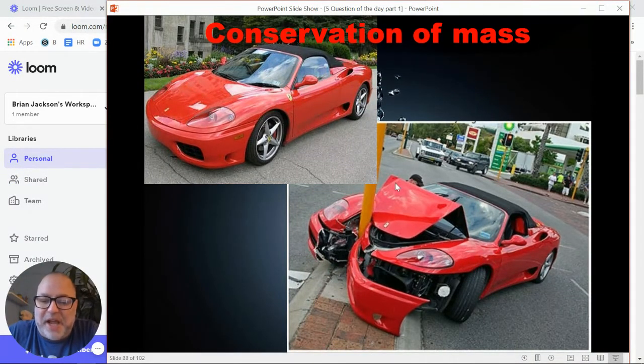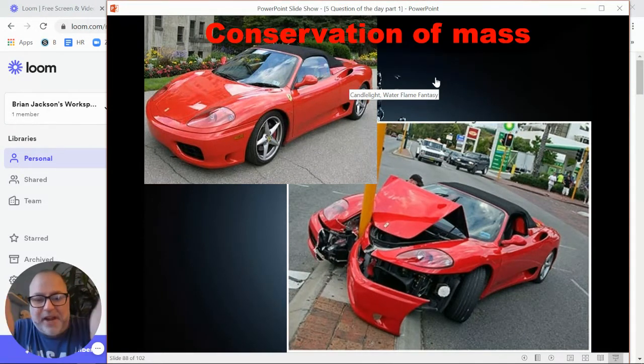Definitely a change has happened right here. So we would definitely say, okay, there was a physical change that happened to your literal brand new Ferrari. But is it conservation of mass? Is everything still here that was there before? Well, sure.